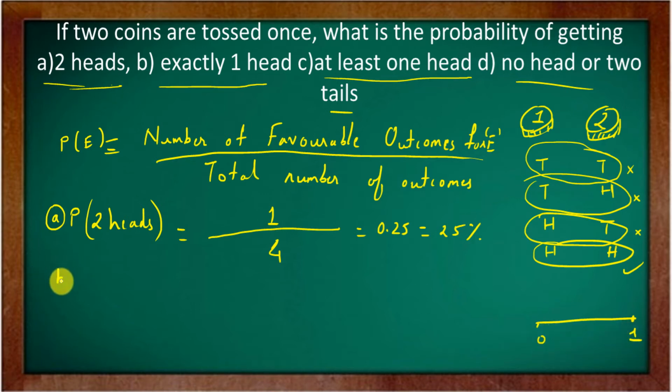All right. So the second event, what is it? The second event is exactly one head. Exactly one head. So again, our formula is the same: the number of favorable outcomes for E divided by the total number of outcomes. The total number of outcomes is again 4, right? The total number of outcomes will be the same for this problem. But what is the number of favorable outcomes for this event?